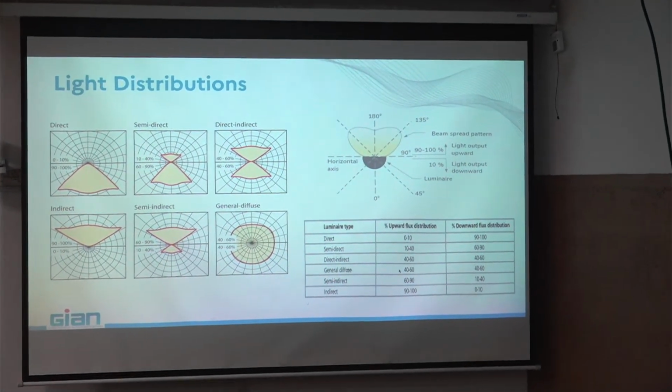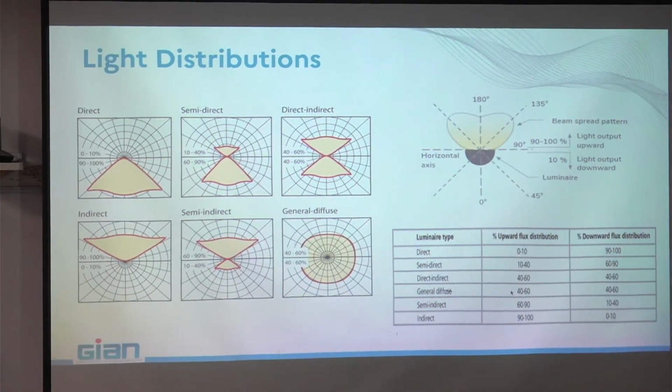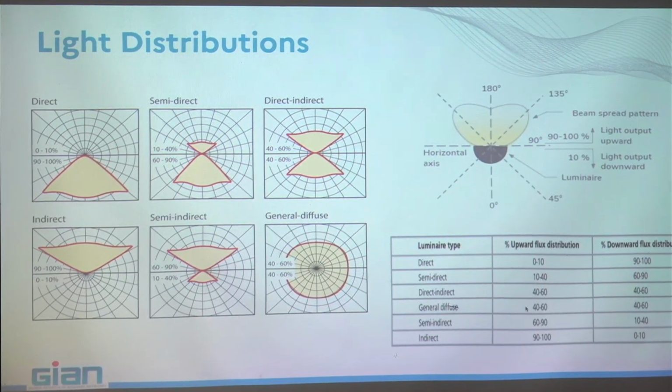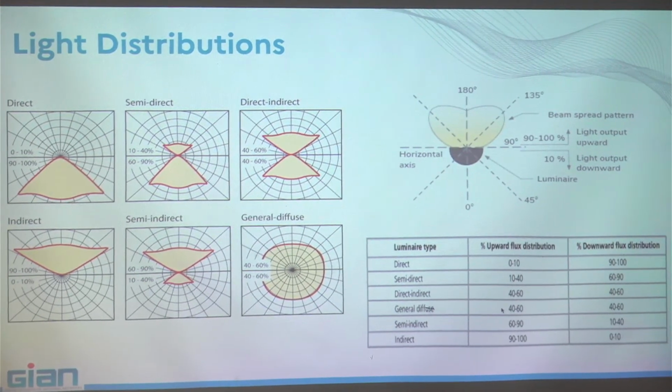And now if you take these photometric curves, these plots, then you can define much better what I said at the beginning: direct, indirect, semi-direct, and things like that. You have here the different classifications of the different fixtures, and following the denomination, that means how much flux percent is going upward and how much flux is going downward.